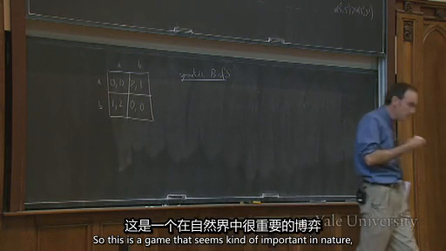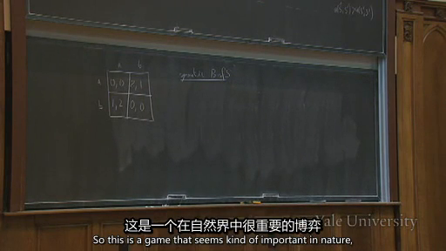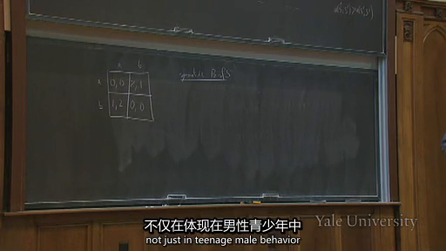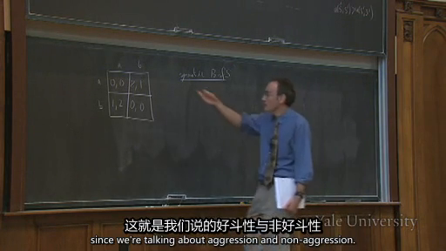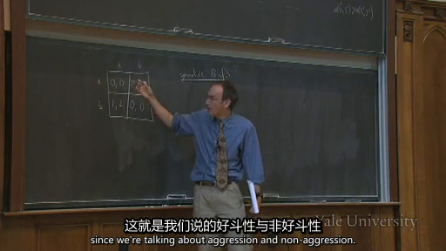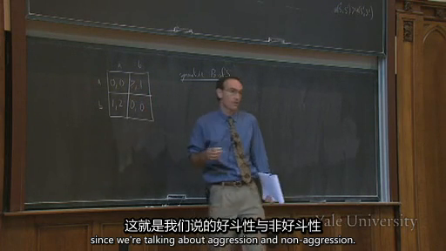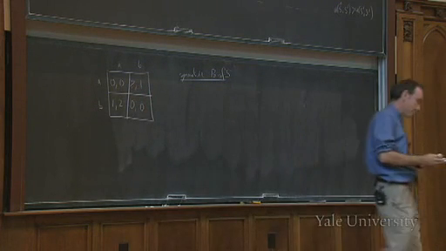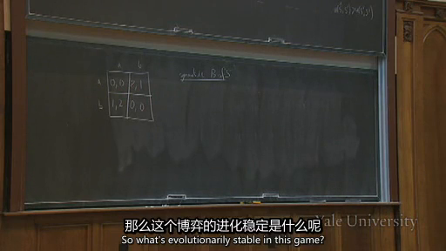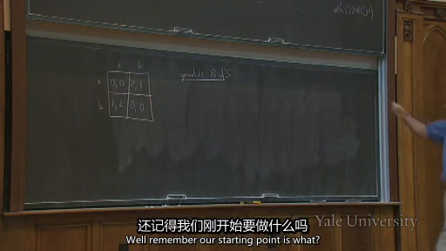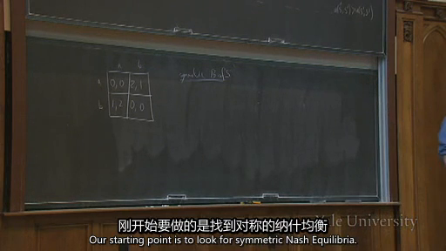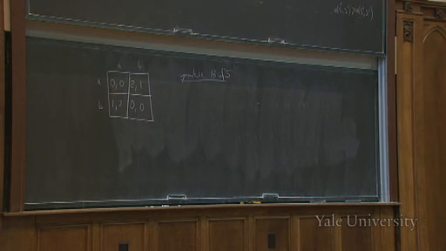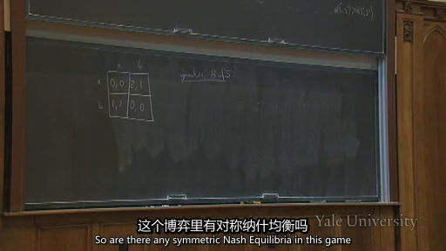All right? So this is a game that seems kind of important in nature, not just in teenage male behavior, but in animal behavior, since we're starting to talk about aggression and non-aggression. All right? Okay, so what's evolutionarily stable in this game? Well, remember, our starting point is what? Our starting point is to look for symmetric Nash equilibria. Okay, so are there any symmetric Nash equilibria in this game? And if so, what are they?